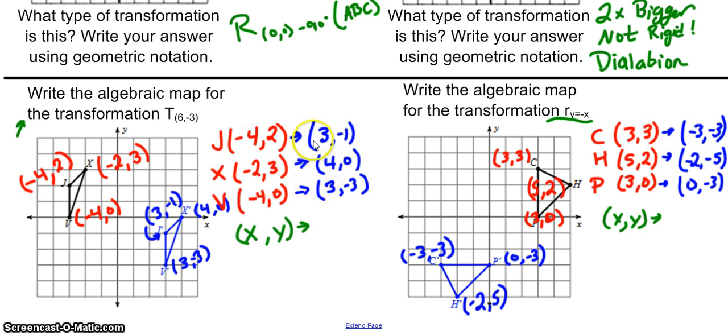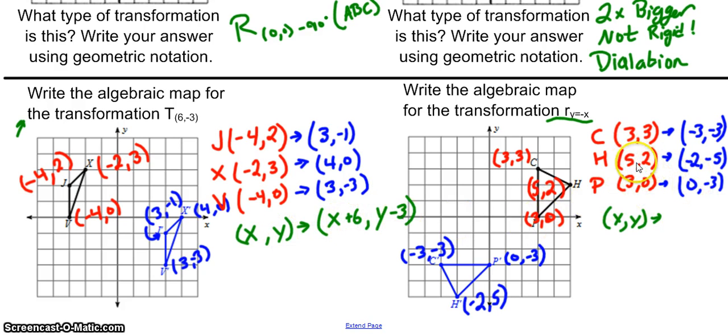Now we can start to see some patterns here and write out our algebraic map. For this first one, we'll look at x and y separately. For the x's, we go from -4 to 3, -2 to 4, -4 to 3. In every case, it seems like our x value is going up by 6, so we can write x plus 6. For the y's, we've got 2 to -1, 3 to 0, 0 to -3. It looks like our y's are decreasing by 3. And so our algebraic map here, x comma y, goes to x plus 6, y minus 3.